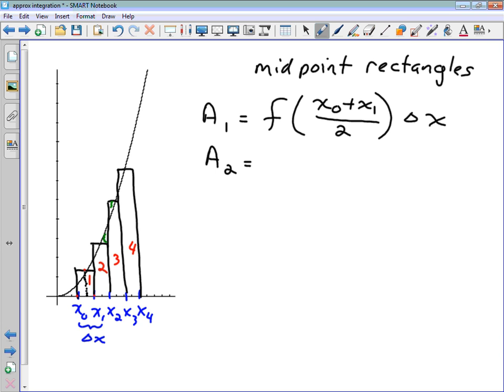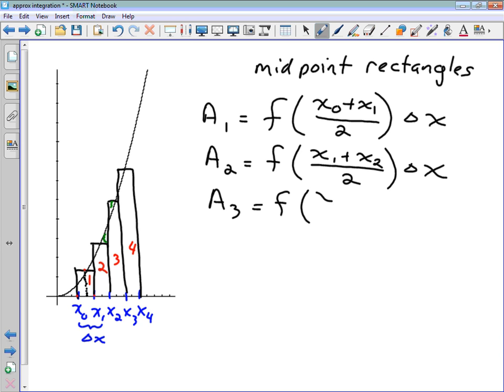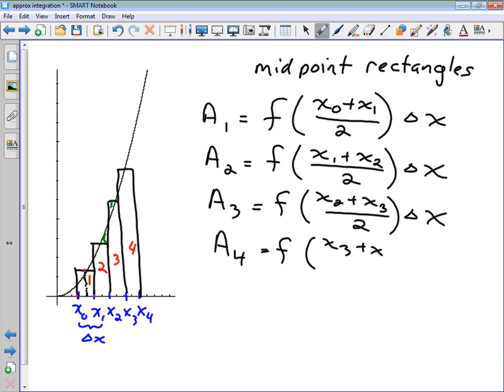Same thing for area 2. We're going to evaluate the function at the average of x1 and x2 and multiply by the width. And we can continue on in this way for our next two rectangles. x3 plus x4, take the average, and multiply by delta x.